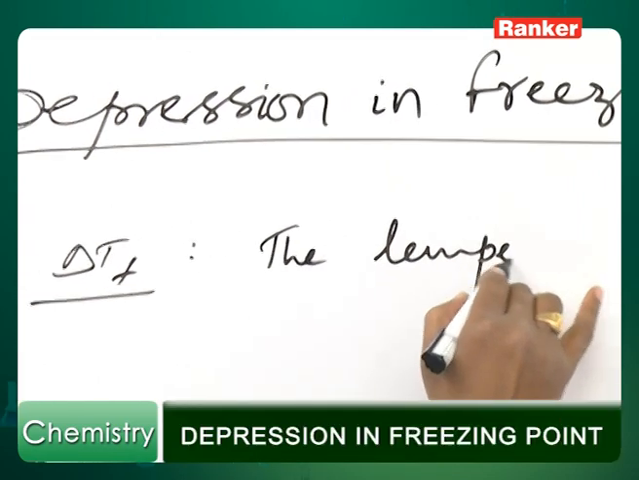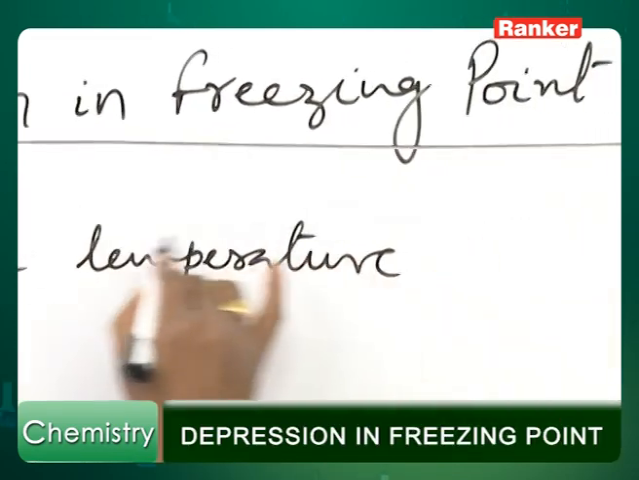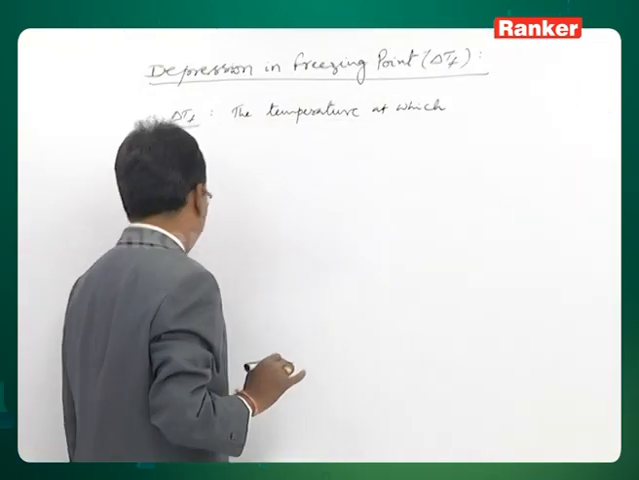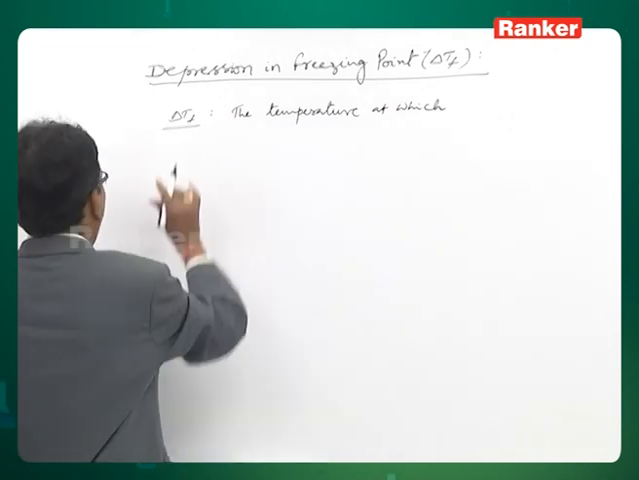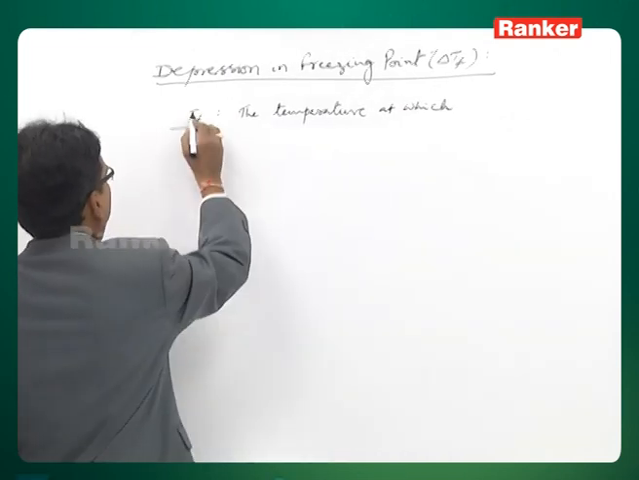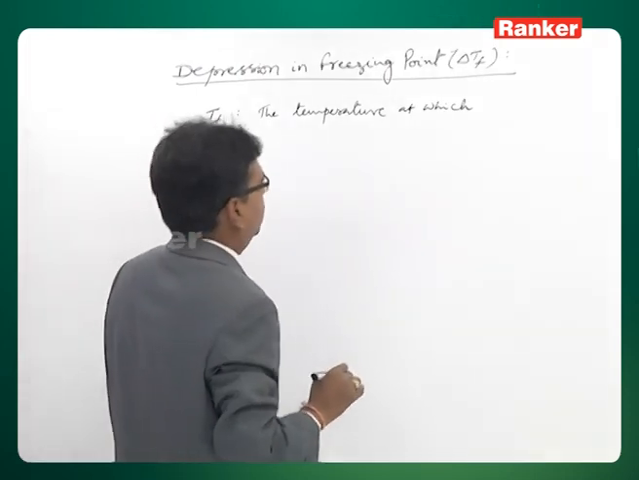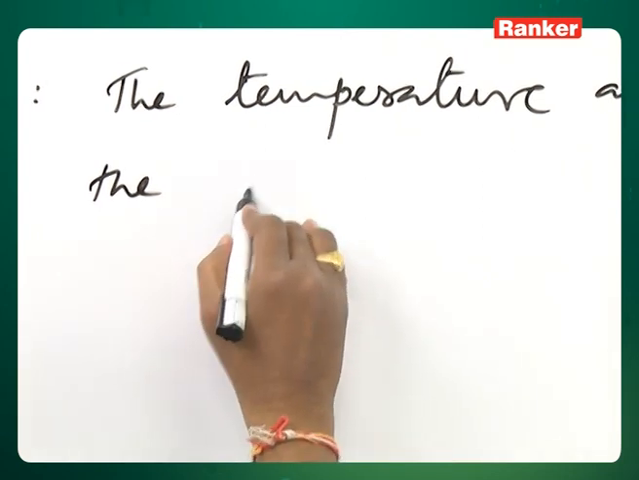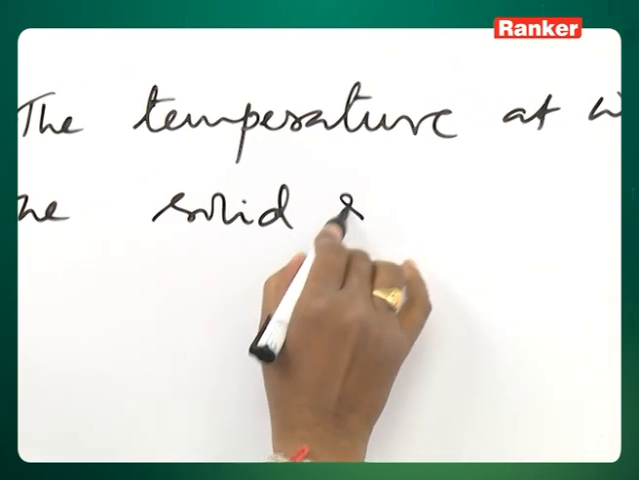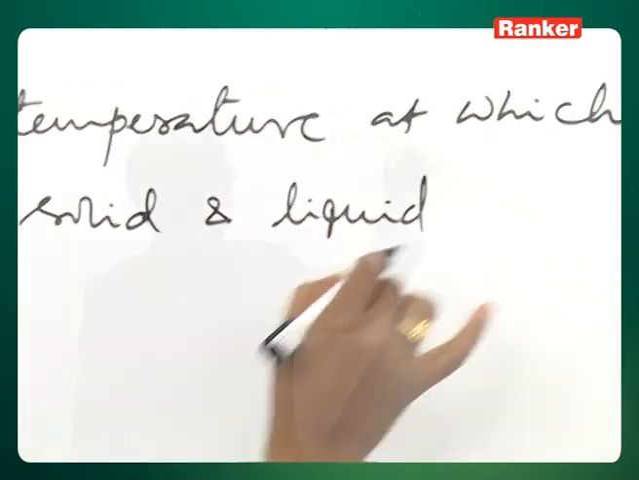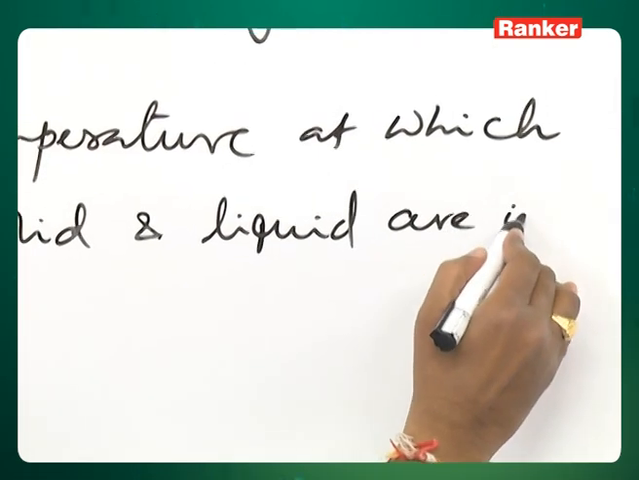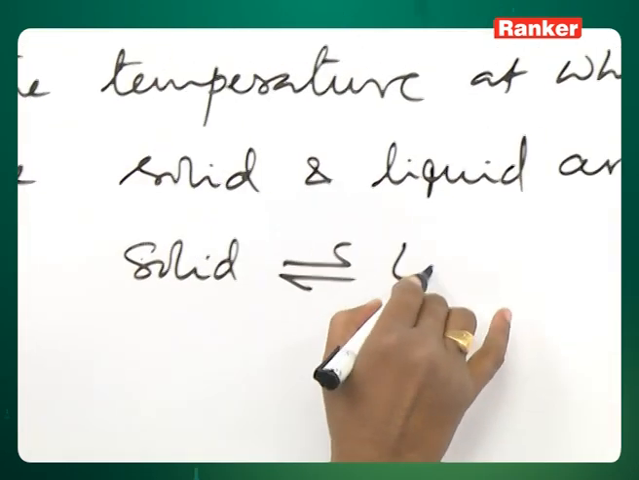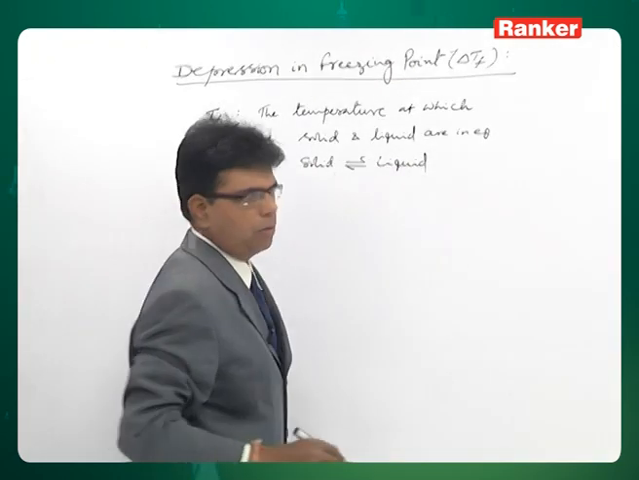When it comes to the definition of depression in freezing point, delta TF... First of all, freezing point. Freezing point is defined as the temperature at which the solid and liquid are in equilibrium. Solid, liquid, equilibrium. That is what we call freezing point.